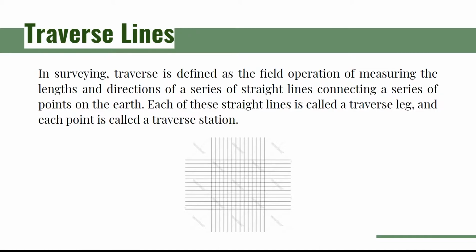Traverse legs are measured by using electronic devices, a 30-meter steel tape, or trig traverse procedures. These measurements are used to compute the relative horizontal position of each unknown traverse station on some system of coordinates, such as the UTM grid system.